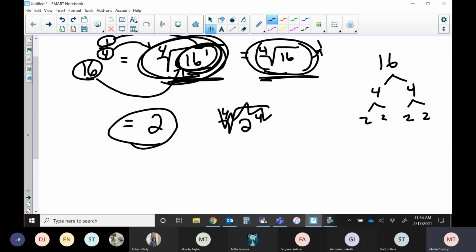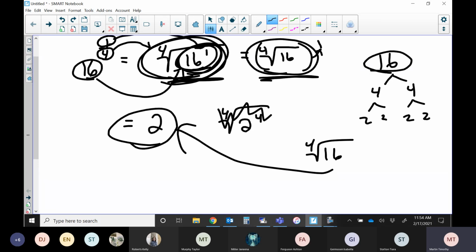Sometimes you just might want to pop in your calculator real quick. Does 16 have a 4th root? And if it does, it would go right to that. So check the calculator first, see if it has a nice pretty root first. And then if it doesn't, then you go to the tree factor.